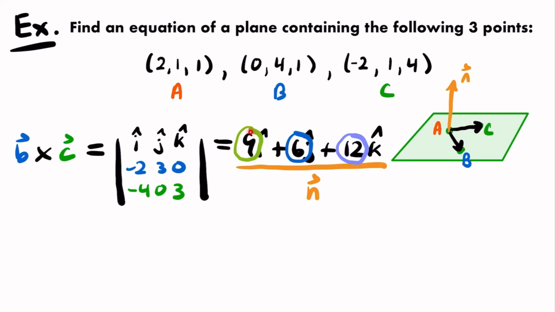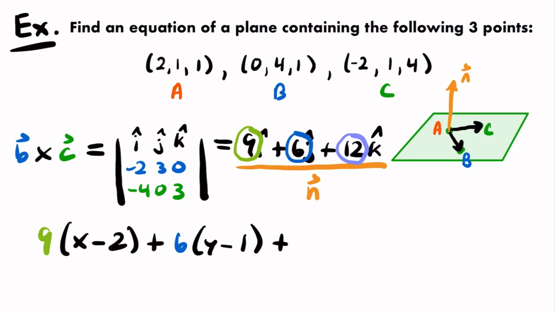And so we're going to have this value of A, or the x component of the normal vector, of 9 times x minus x1, which is the x component of our point, and that's 2. And then we'll have plus the y component of the normal vector, which is 6, times y minus y1, which is the y coordinate of our point, which is 1. And then we'll add that to the z component of the normal vector, which is 12, and that will be multiplied by z minus z1, or the z coordinate from our point, which is 1. And so we have z minus 1, and that's equal to 0.